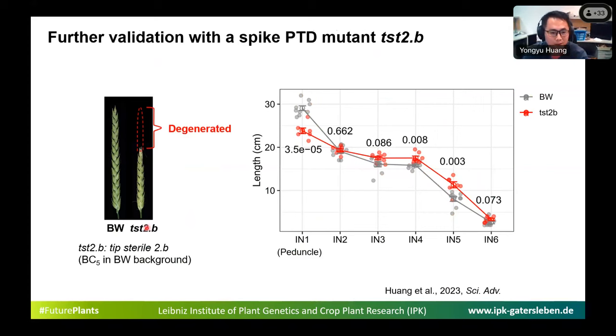Here we also use this THT mutant, as Thorsten has mentioned before. In this mutant, both mutant and wild type produce the same number of internodes. I think this gives us a good validation of whether the internode length from the proximal end is somehow correlated to spike survival. What we found is that in this mutant, the proximal internodes, like internodes 5 and 6 in the THT mutant, which has stronger degeneration, also produce longer internodes. So this provides a second layer of evidence that there's a biological relationship between proximal internode elongation and spike PBD.